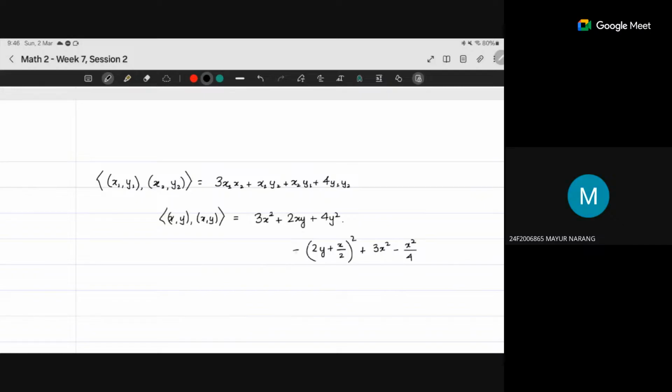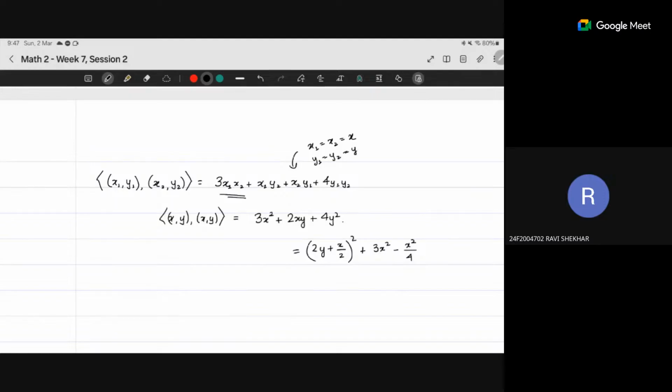Sir, I want to ask one thing. When we do the inner product of (x, y) with (x, y), then how do we compute it as 3x square plus 2xy? 2xy is okay, x square is okay, y square is okay, but 3 and 4? 3x square, you equate it into the 3x1 x2 in the previous equation, no? So you put x1 equal to x2 equal to x over here, and y1 equal to y2 equal to y.